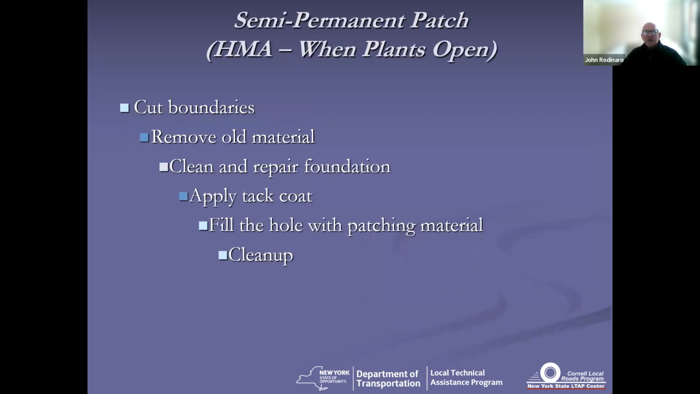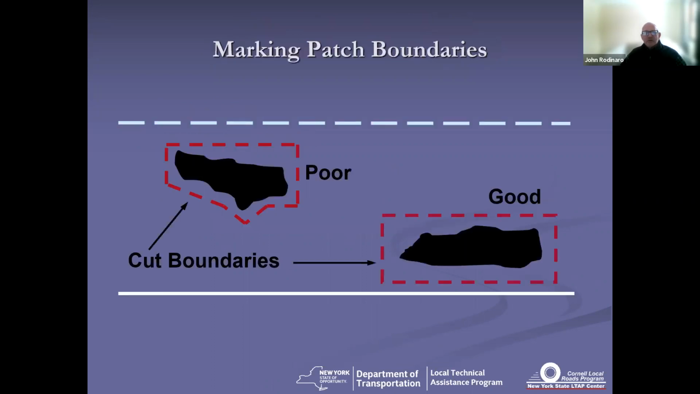All right. So in terms of our summer permanent patches, again, that's when the plants are open, you're cutting your boundaries, you're getting out the old material, you're cleaning and repairing your foundation as needed. The most critical step, you've got to be applying tack coat. You're going to fill the hole then with patching material, and you're going to clean it up and move on to the next one. So in terms of cutting your boundaries, pretty important as well.